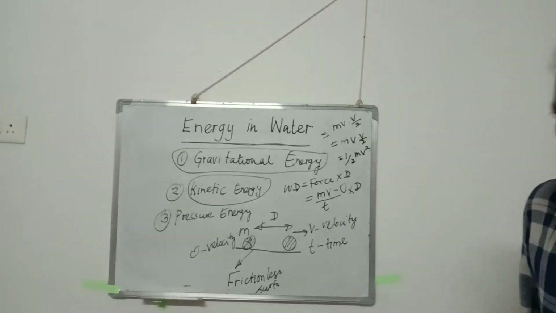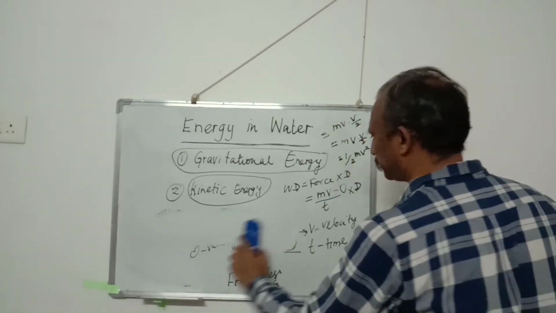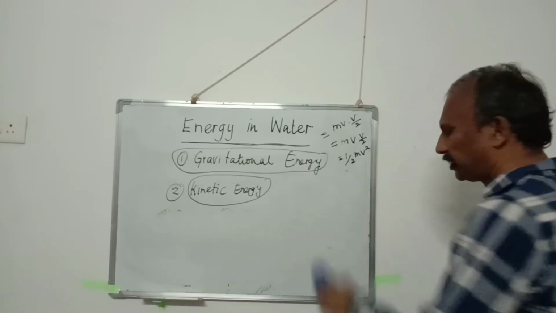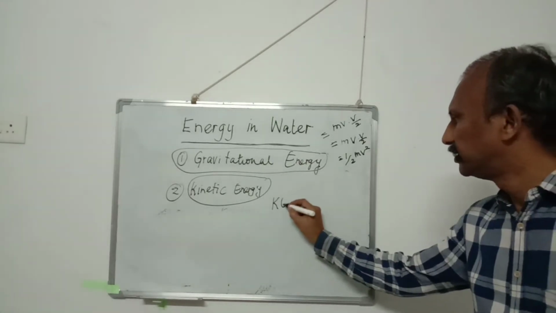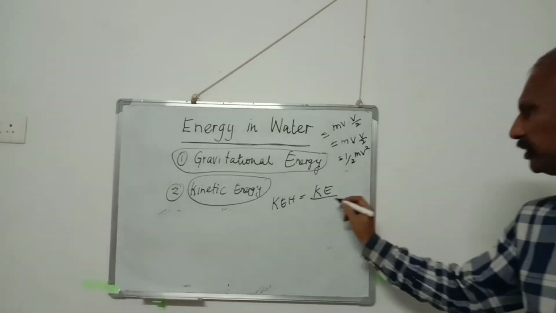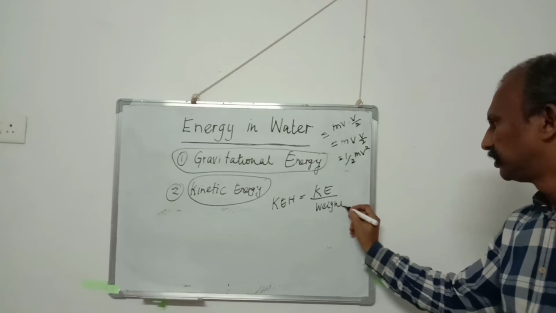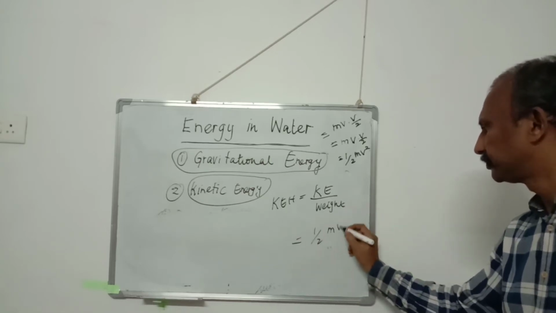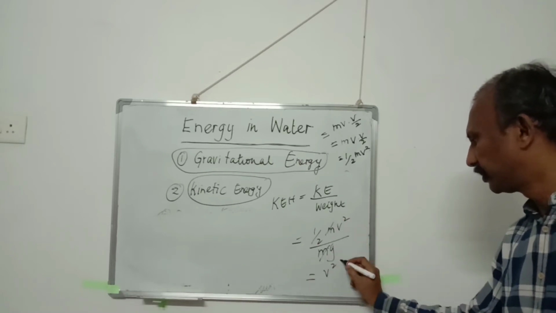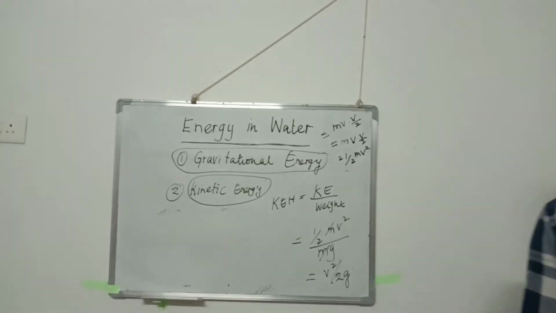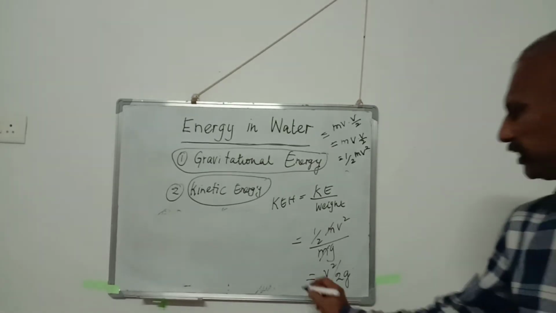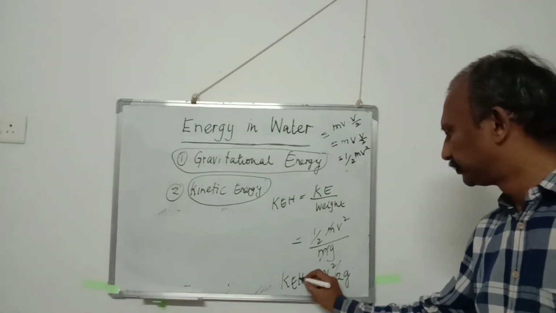And if you want to find out kinetic energy head, then kinetic energy head is equal to kinetic energy per unit weight of the body. So per weight: half mv squared, and weight is mg. So you get v squared by 2g. For kinetic energy head, this is the formula.